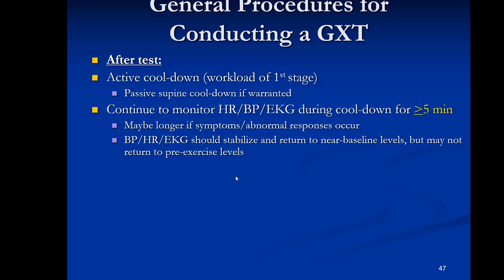Then after the test, an active cool down. Usually that's the first workload. So if you started at 100 watts for that first stage, you go back to 100 watts on the bike, or on the treadmill, whatever speed you started at. Usually 2 miles an hour or 3 miles an hour on a flat surface is pretty good. Sometimes you might want to do a passive cool down.